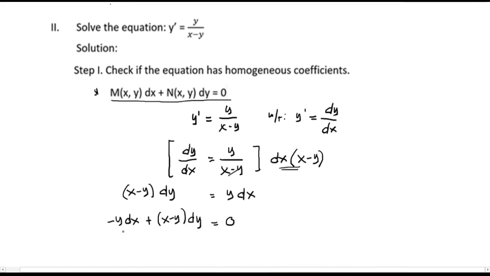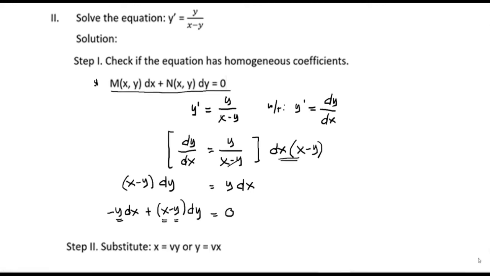You notice our dx term has a degree of 1. For our dy term, we have x variable here, the degree is 1, and also y variable, the degree is 1. So all coefficients have a degree of 1. Therefore, the equation is homogeneous.